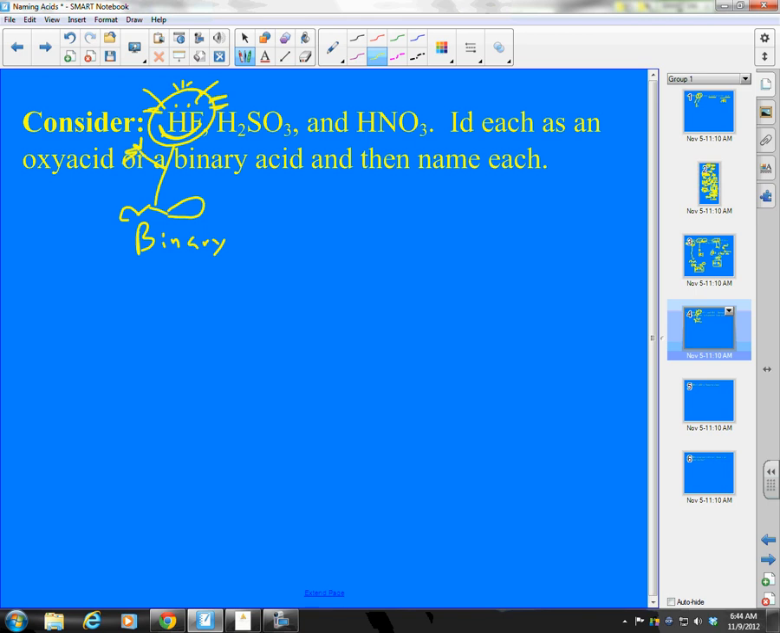Okay, but it's a binary acid, and when I name a binary acid, what am I going to start with? I start with hydro, and then the stem, fluor, and what do I always end with in a binary? Ic.